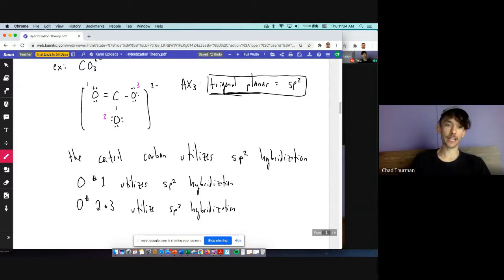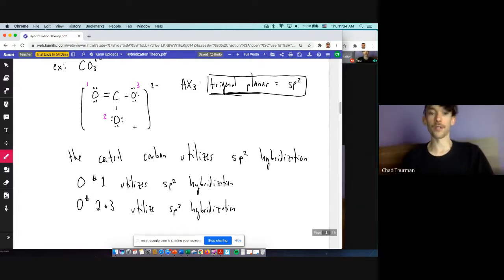This first oxygen, there's 1 electron domain, there's 2 electron domains. Remember, the double bond just counts as a single electron domain. So this oxygen here has its electrons organized in a trigonal planar parent geometry, 3 electron domains. That's sp2 hybridization. Look at the other oxygens, though. They have 4 regions around them where electrons show up. So they're going to utilize sp3 hybridization. I hope that makes sense.